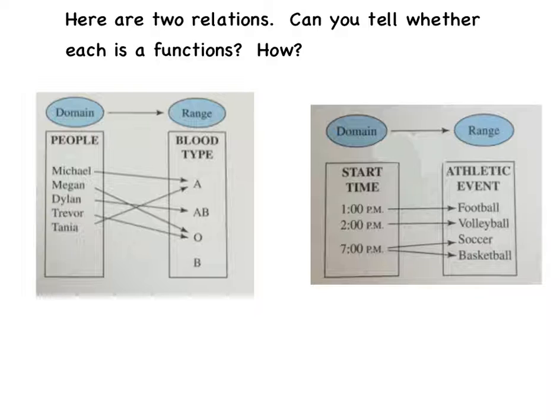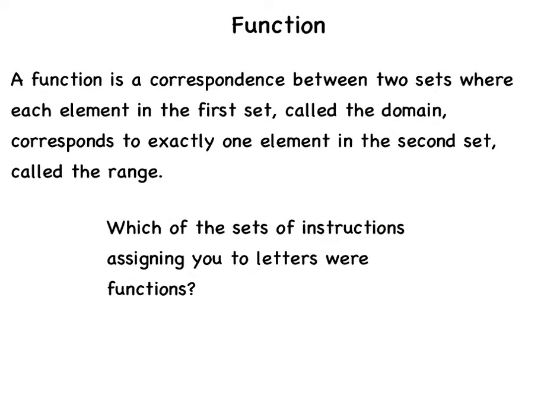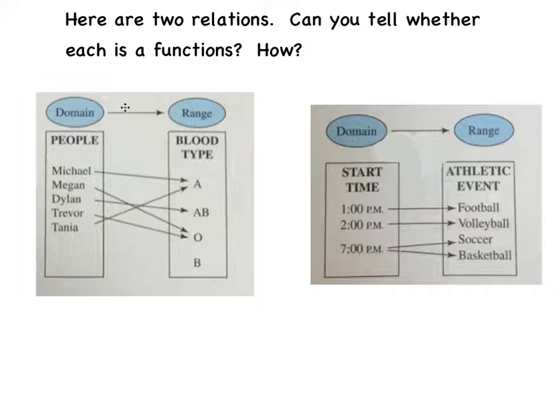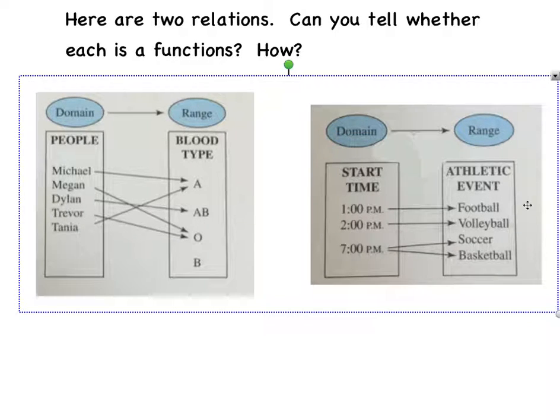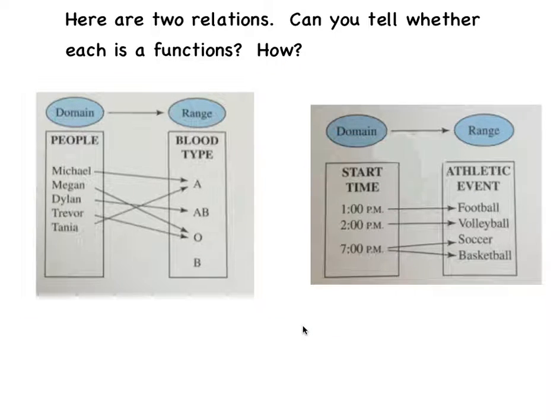Now, here are 2 different diagrams of relations. And I have the domain on the left rectangle and the range in the right rectangle for both of these. Now, the question is, can you tell whether each is a function, and how can you tell? Press pause, and when you're ready to hear the answer, press play again.